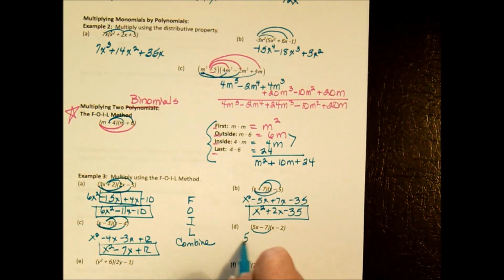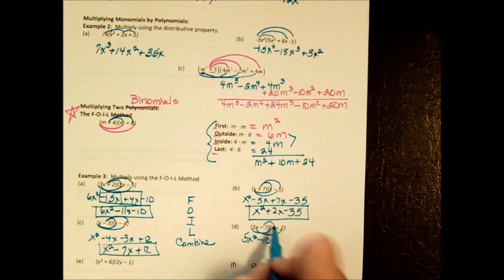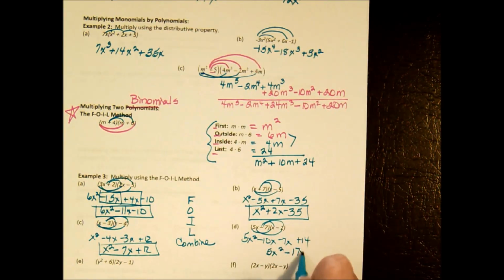First, outside, inside, and last. Negative times negative is a positive. Combining like terms gives us 5x squared minus 17x plus 14. This one is a little different.